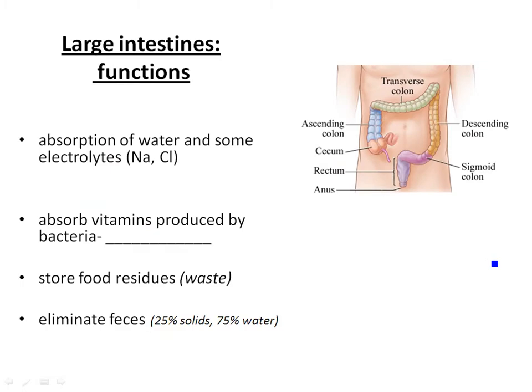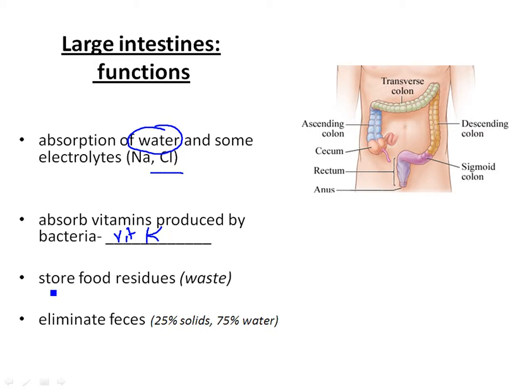Now, function-wise, we're doing several things. We do absorb some things here in the large intestine. Typically, it's any remaining water that is in these undigested food remnants, and a few electrolytes that are still present. We can absorb a few vitamins that are present here. In particular, the most important one is vitamin K. Vitamin K is produced by some of the normal flora in the large intestine, particularly by E. coli, and vitamin K is needed for clotting factors for the blood.